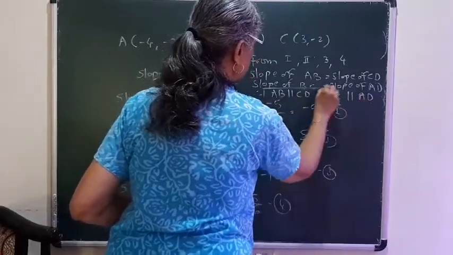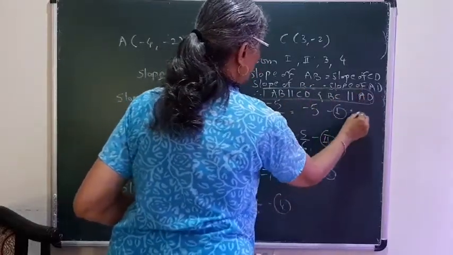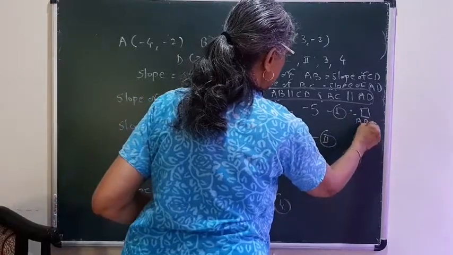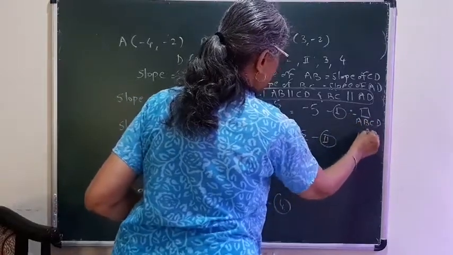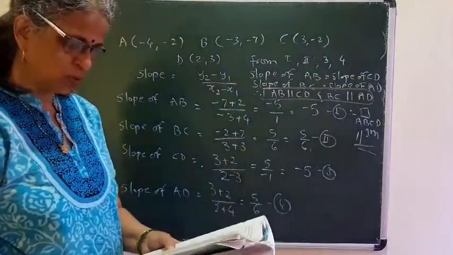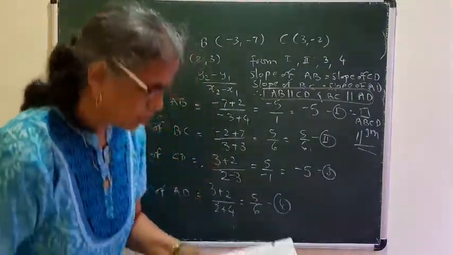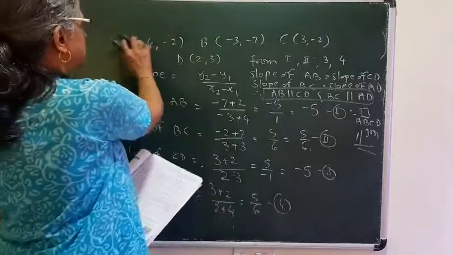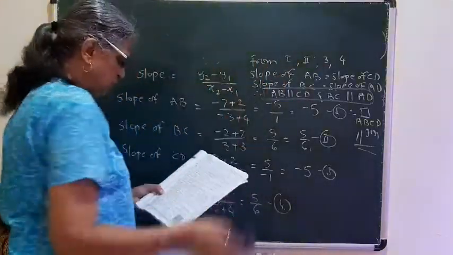Followed? So, therefore, quadrilateral ABCD is a parallelogram. So that is your conclusion. So this is also a very easy sum. You can solve this by slope method. Slope formula is easy. Substitution is also easy.